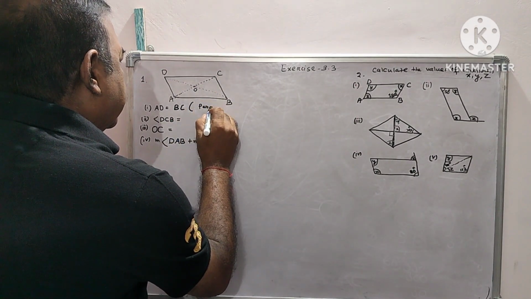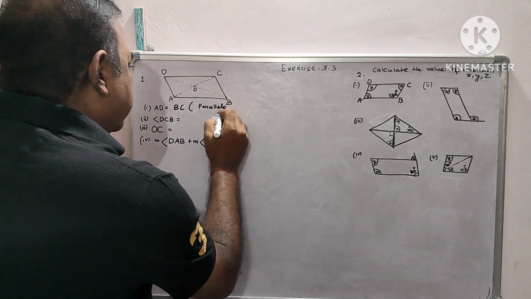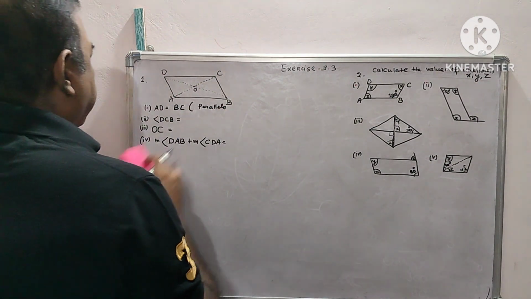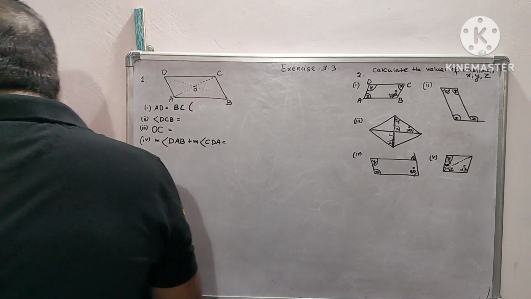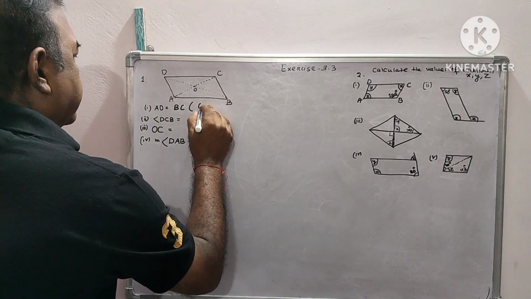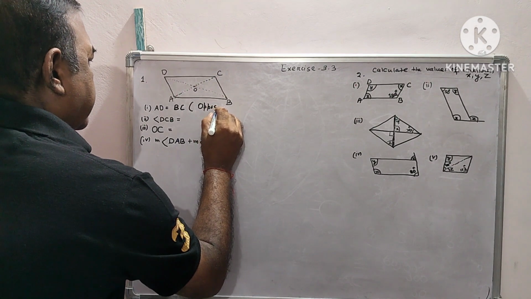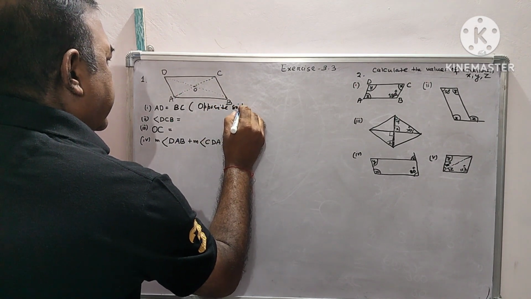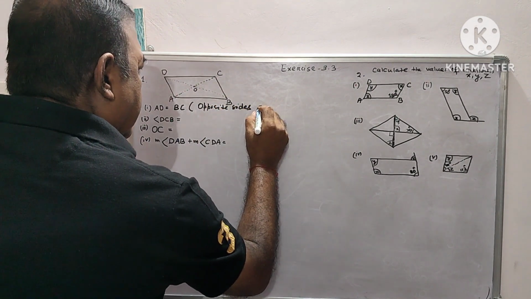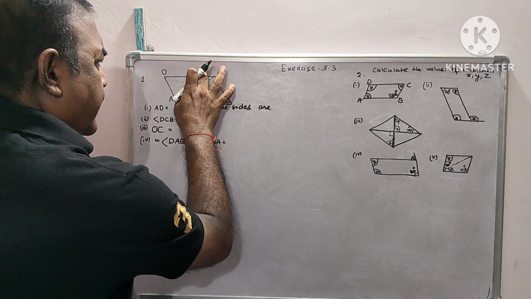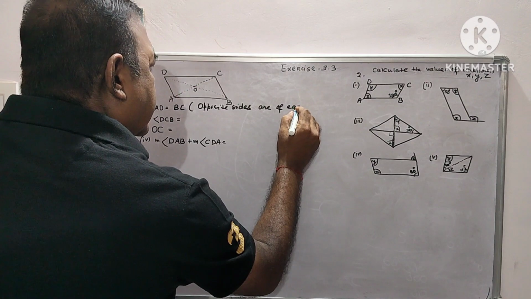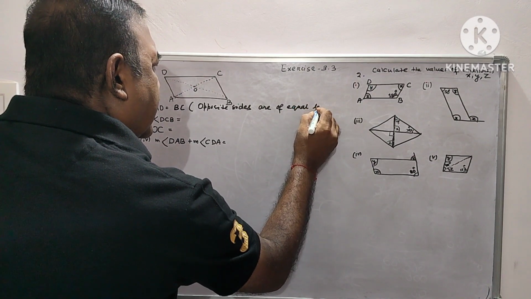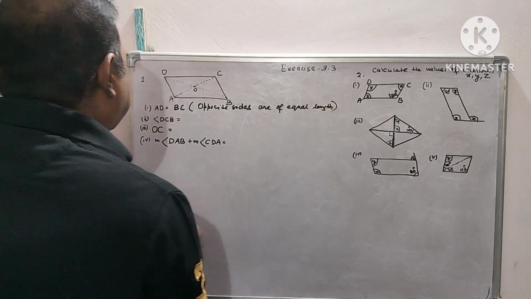Parallelograms, opposite sides of the parallelogram. Opposite sides. Already it is given a parallelogram, so opposite sides are of same length or equal length.